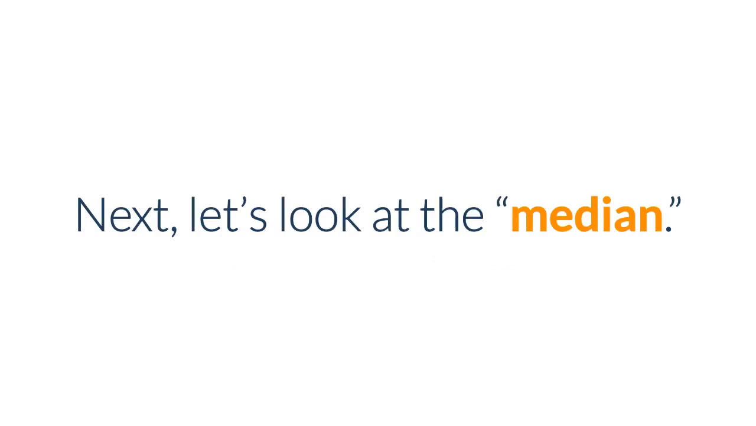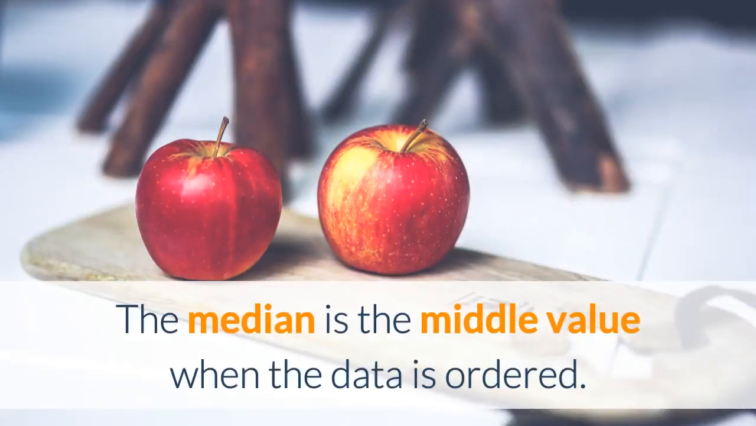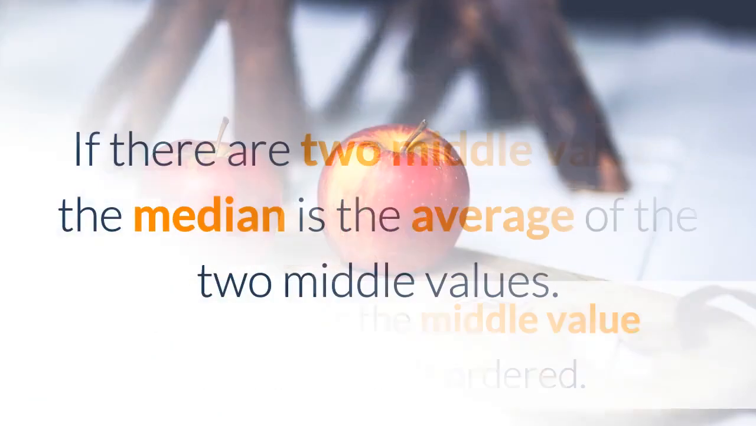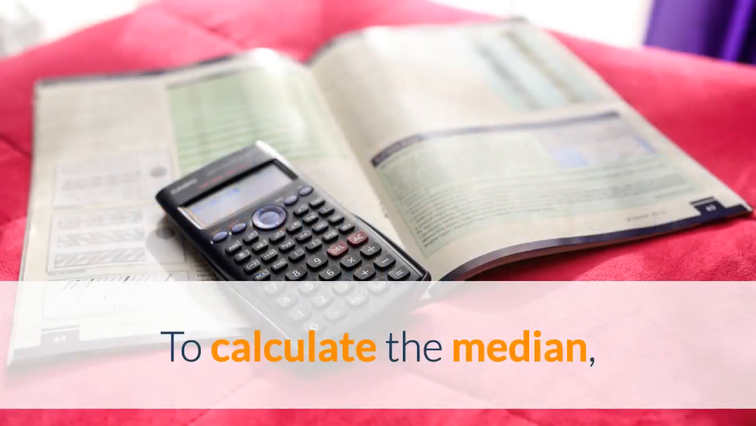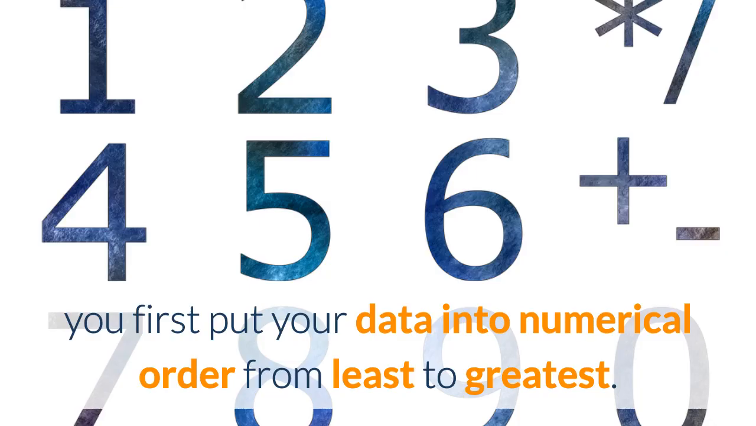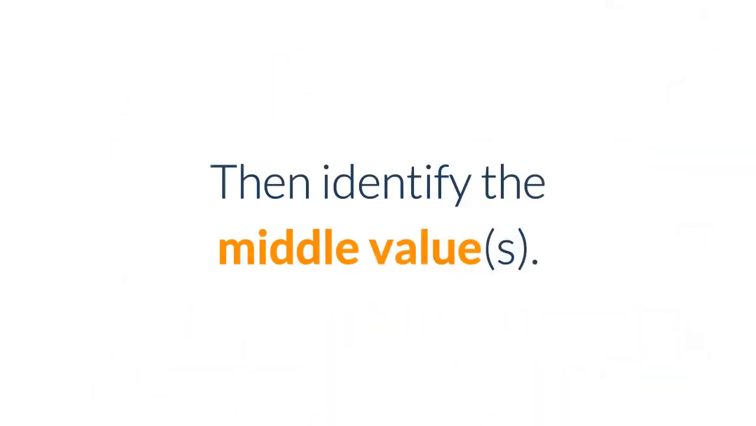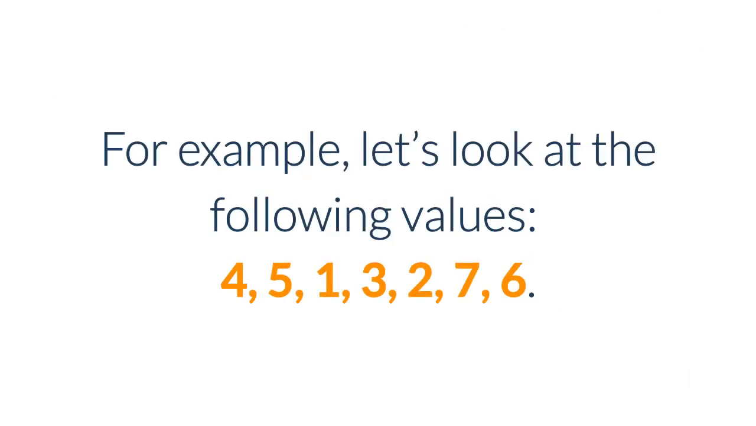Next, let's look at median. The median is the middle value when the data is ordered. If there are two middle values, the median is the average of the two middle values. To calculate the median, you first put your data into numerical order from least to greatest, then identify the middle value or values. For example, let's look at the following values: 4, 5, 1, 3, 2, 7, 6.